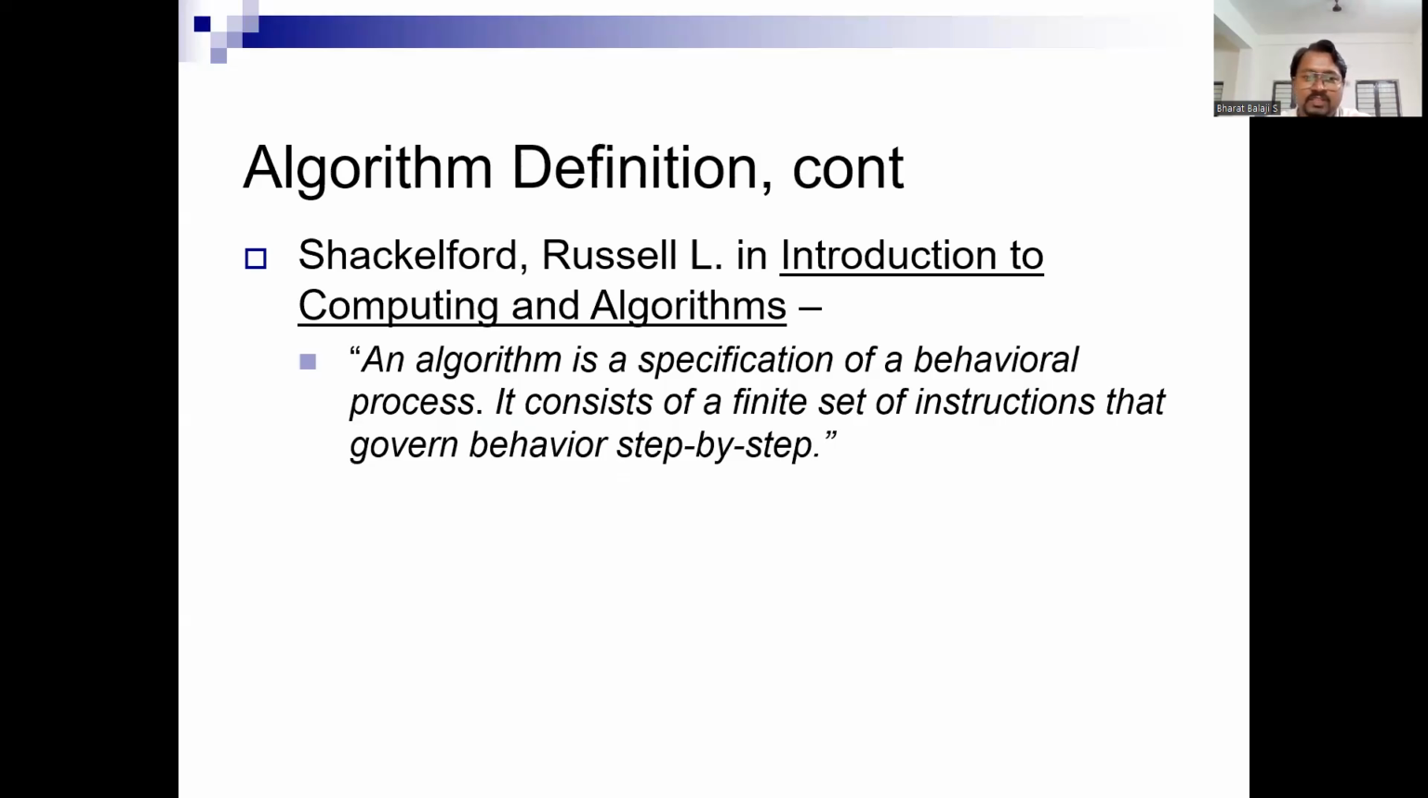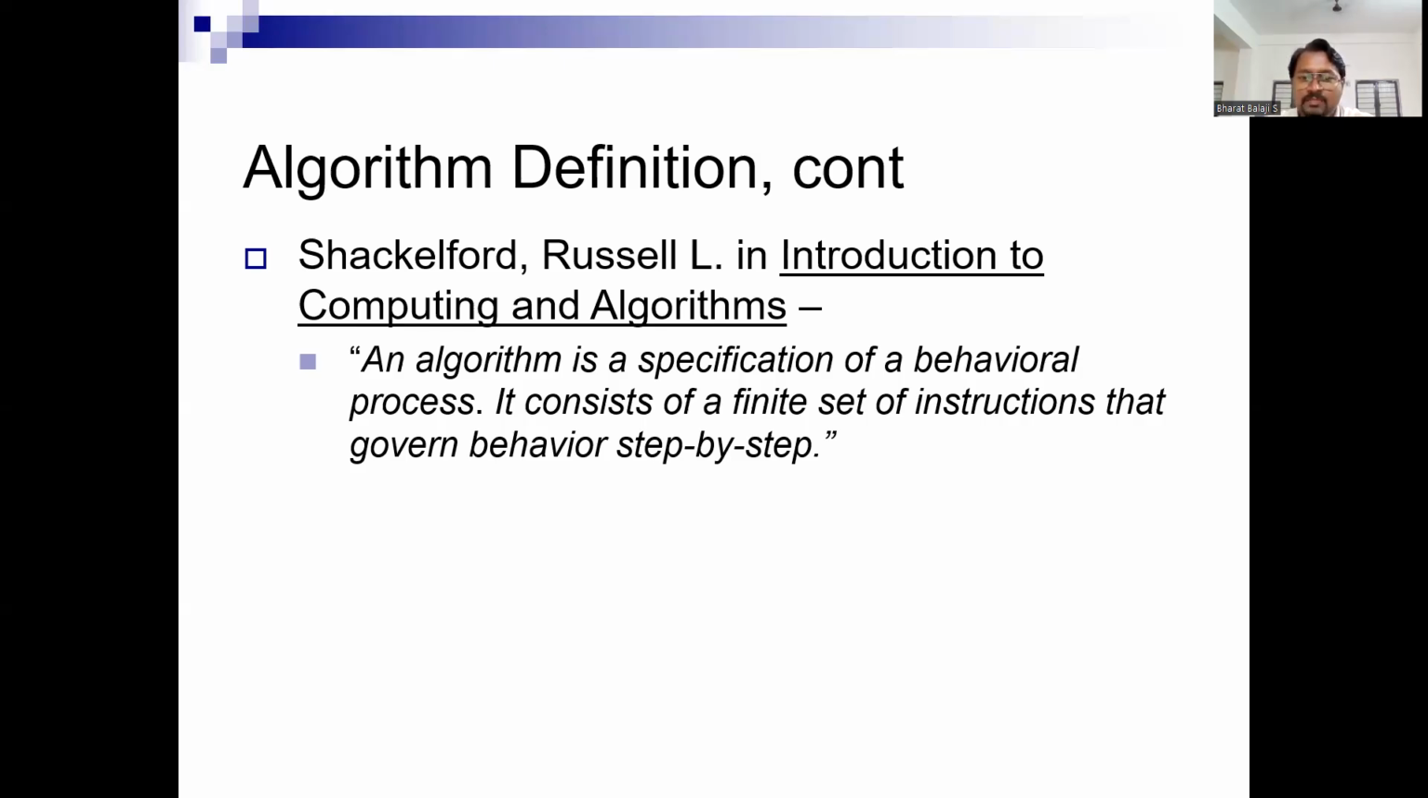One more definition is given by Shackelford and Russell in his textbook, Introduction to Computing and Algorithm. The definition is: an algorithm is a specification of a behavioral process. It consists of a finite set of instructions that govern behavior step by step.